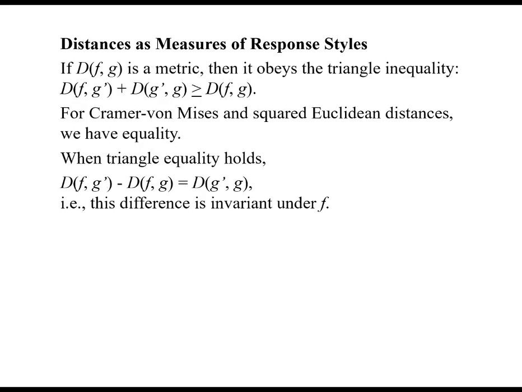If the distances are metrics, then they obey the triangle inequality. And for some of these metrics, we have equality, in fact. And when the triangle equality holds, then DFG prime minus DFG is the same as DG prime to G. In other words, that difference, DG prime to G, is invariant under F. It doesn't matter what F is. That's very handy to have. It gives us a fixed dissimilarity between two different response styles, regardless of what the empirical distribution is.